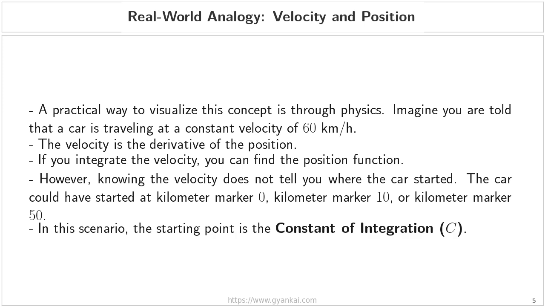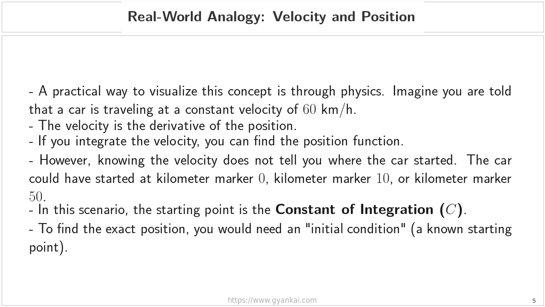In this scenario, the slide explains, the starting point is the constant of integration. C, that initial position, that unknown starting point, is what the C represents in our indefinite integral. It's the arbitrary constant that accounts for all those different possible starting positions. Finally, it states, to find the exact position, you would need an initial condition, a known starting point. If we knew the car started at kilometer marker 0, we could plug that into our position function, which would include C, and solve for C, giving us a specific, unique position function.